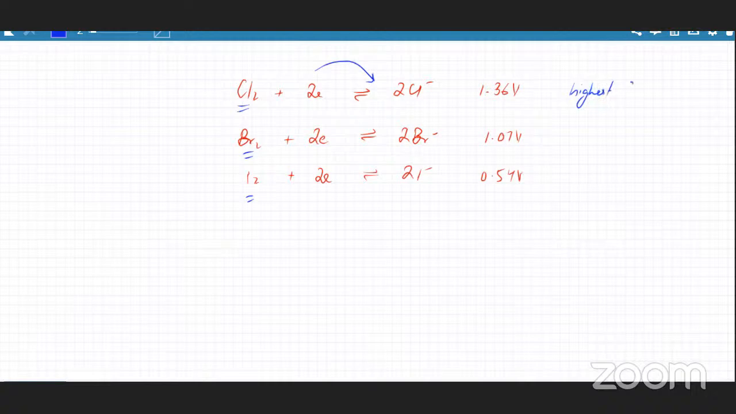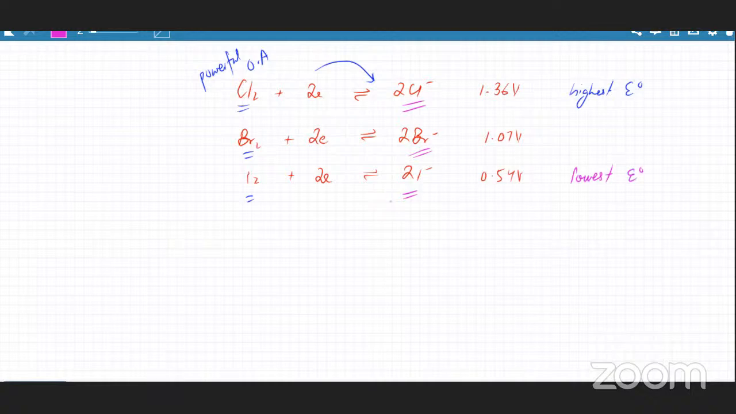Okay, since it has the highest E naught, so when you talk about the elements, then you have Cl2 that really likes to gain electrons. So it's a powerful oxidizing agent. So it's the one that's the most reactive. But on the other hand, when they're talking about the negative ions, तो negative ions ने तो electron lose करना है. So who's going to lose electrons? The one that has the lowest E naught.